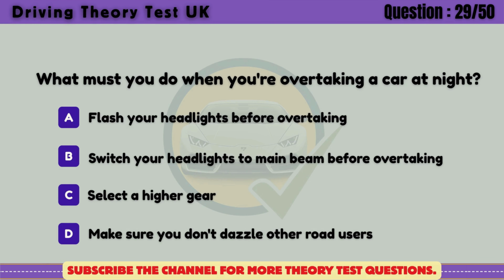Question 29. What must you do when you're overtaking a car at night? Option A. Flash your headlights before overtaking. B. Switch your headlights to main beam before overtaking. C. Select a higher gear. D. Make sure you don't dazzle other road users.